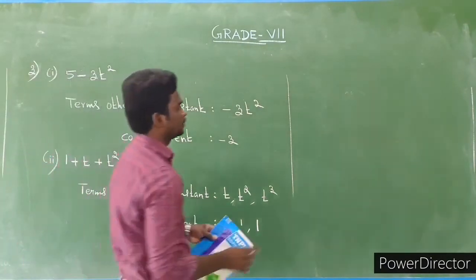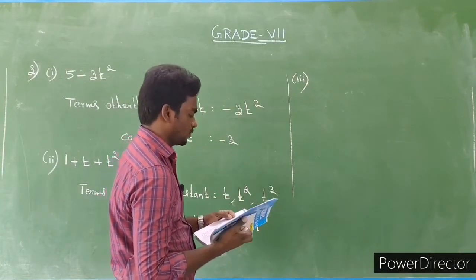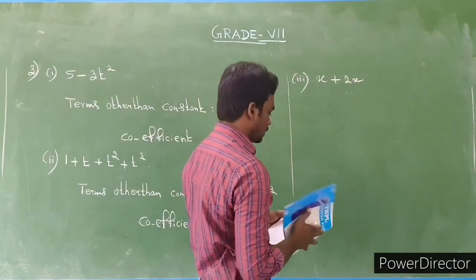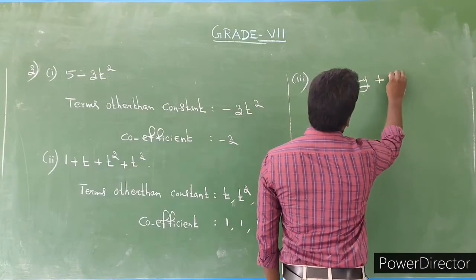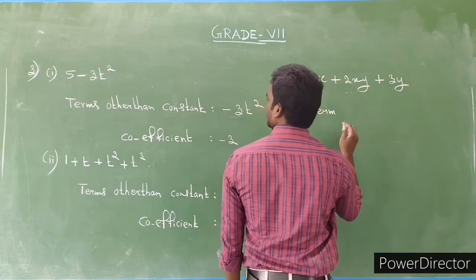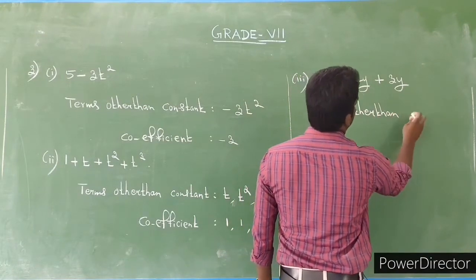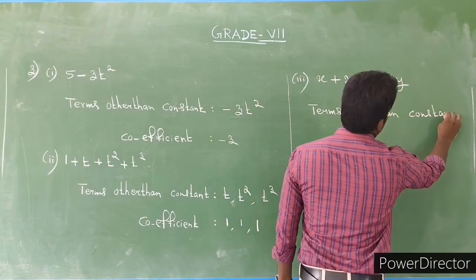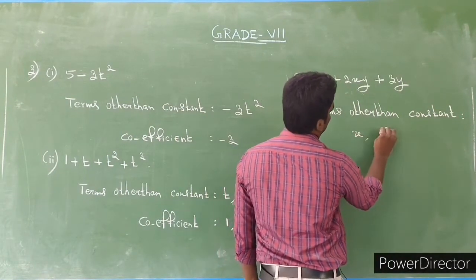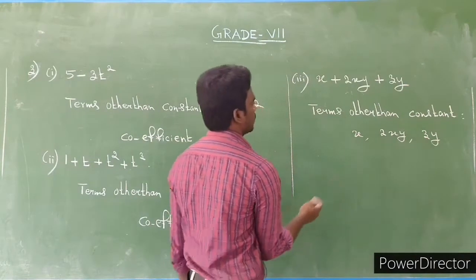Next, what is our third one? Third one is x plus 2xy plus 3y. Here the terms other than constant are x, 2xy, 3y.